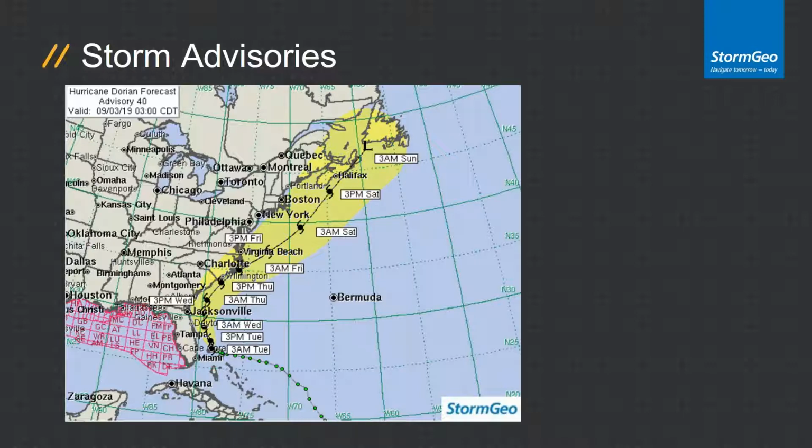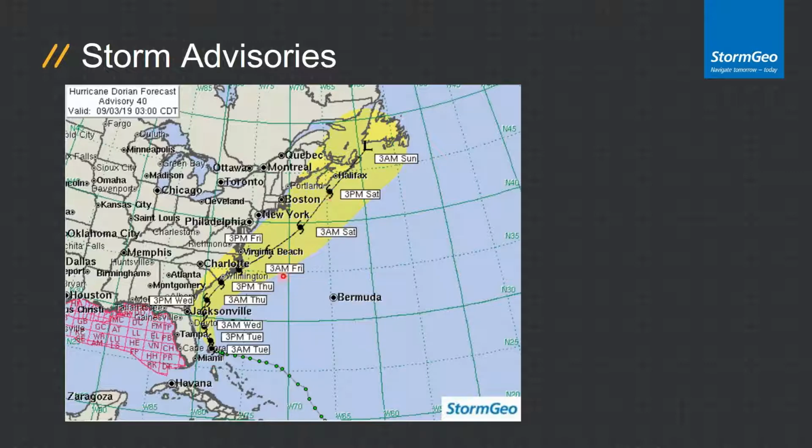It's a track forecast with a cone of uncertainty issued every 6 hours. And we have 12-hour time steps on here. So as you can see from the track, we also go out 7 days instead of the typical 5 days.